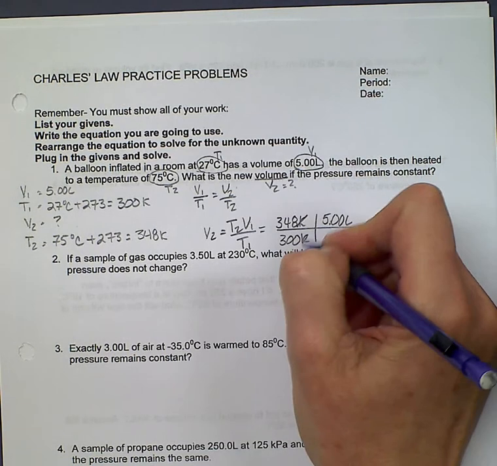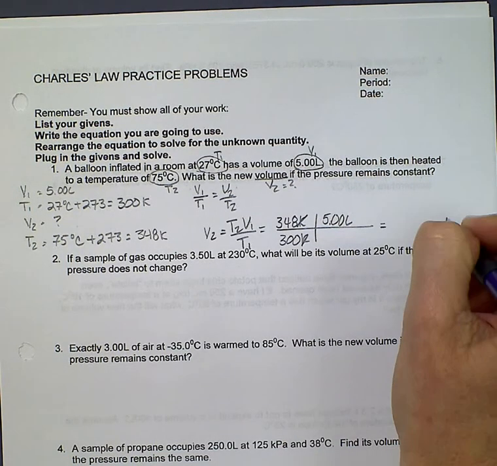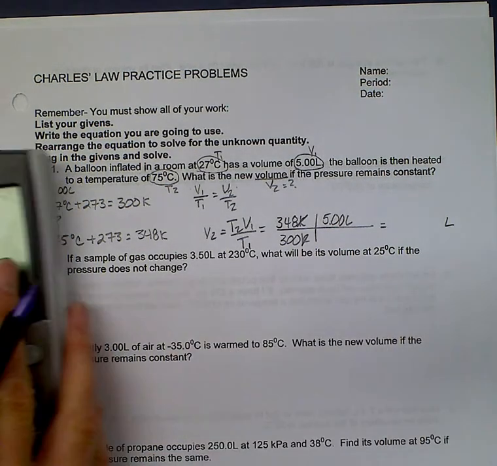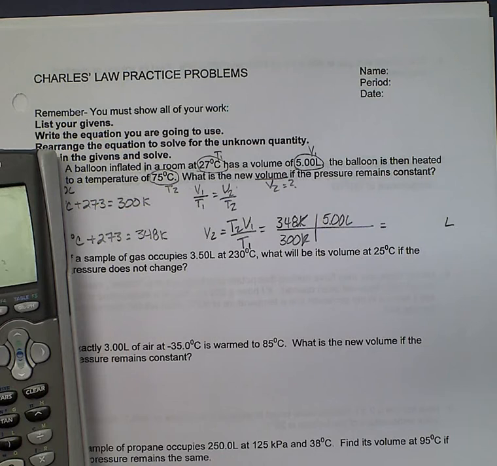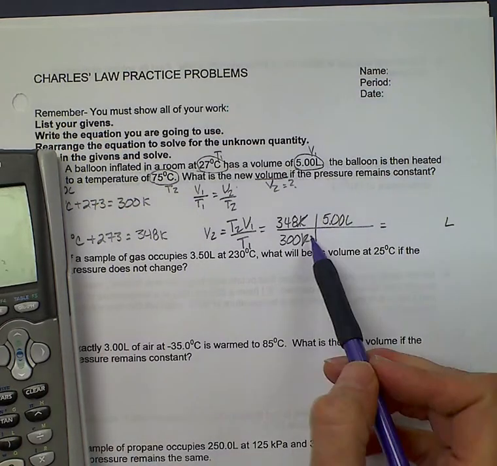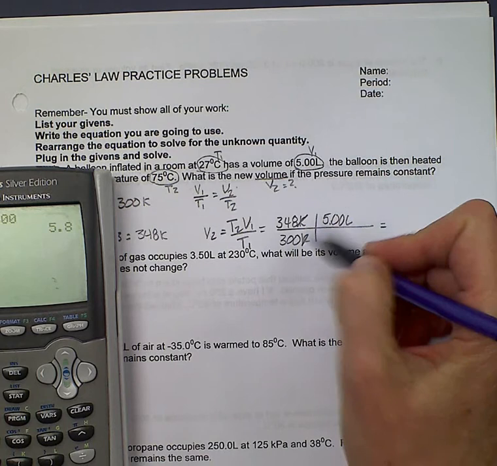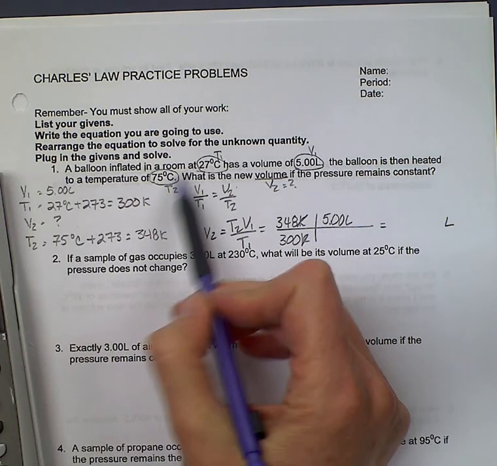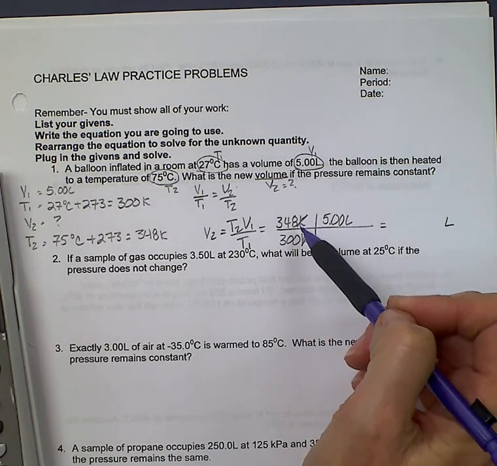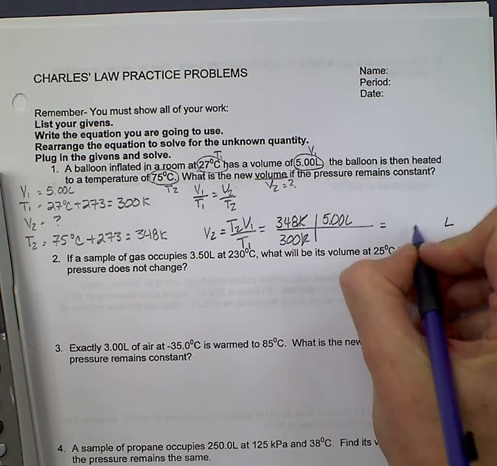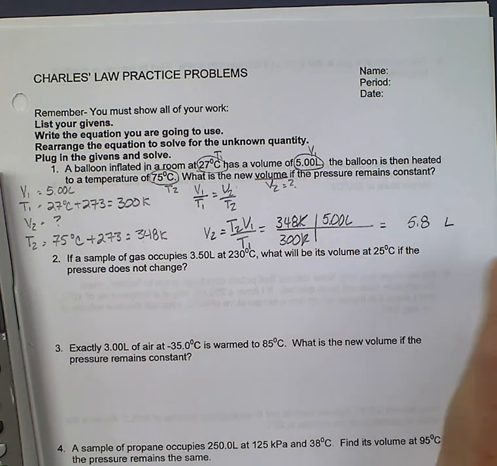Cancel our units. Kelvin cancel out. Liters are left, which is good because we're looking for a volume. And so we have 348 times 5. Remember, we multiply across the top and divide by anything on the bottom. So we're dividing by 300. And let's see, we've got two significant figures, so that works out just fine. 5.8 liters.